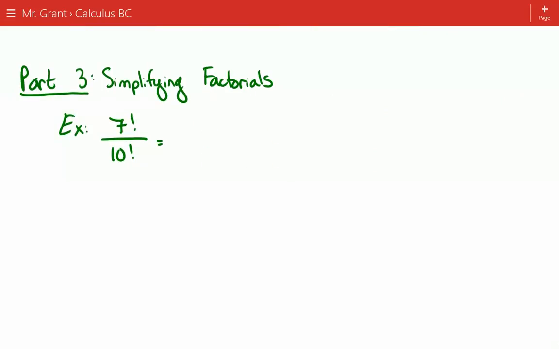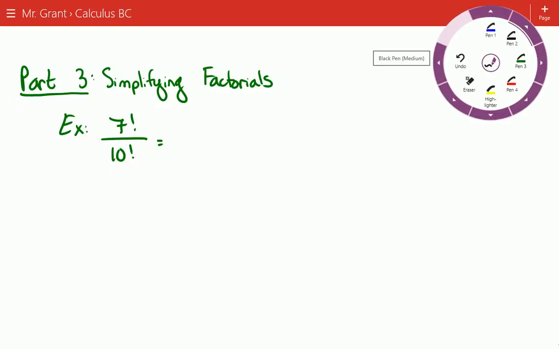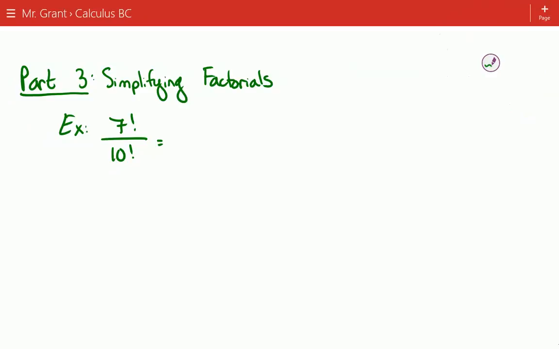You will have to simplify factorials as we go through here, and luckily factorials are fairly easy. Remember, a factorial just takes the largest number and then multiplies it times every whole number down until 1. So times 6 times 5 times 4 times 3 times 2 times 1 over the bottom. So 10, 9, 8, 7, 6, 5, 4, 3, 2, 1.